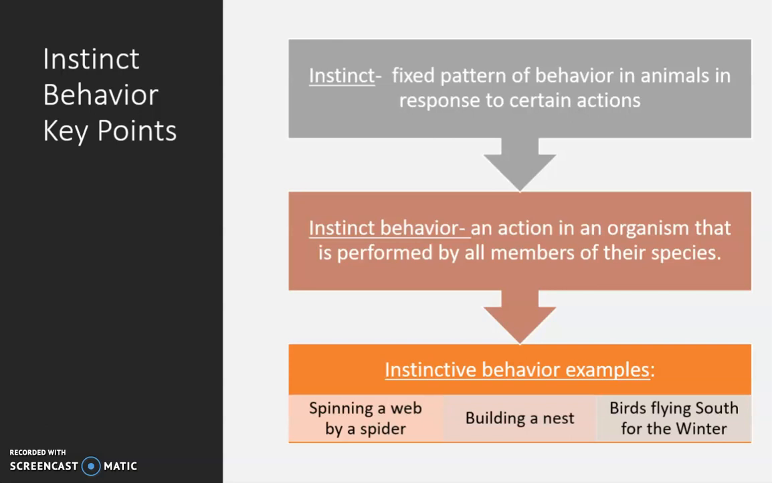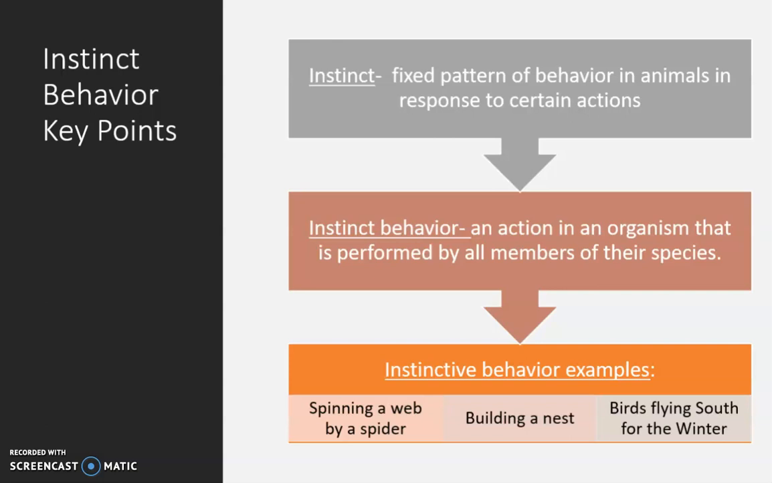This first vocabulary word in the gray box is instinct. Boys and girls, say instinct. Instinct. Keep your computers on mute. Instinct. The second vocabulary word is instinct behavior. Instinct: a fixed pattern of behavior in animals in response to certain actions. Instinct behavior: an action in an organism that is performed by all members of their species. It's okay. You did great.